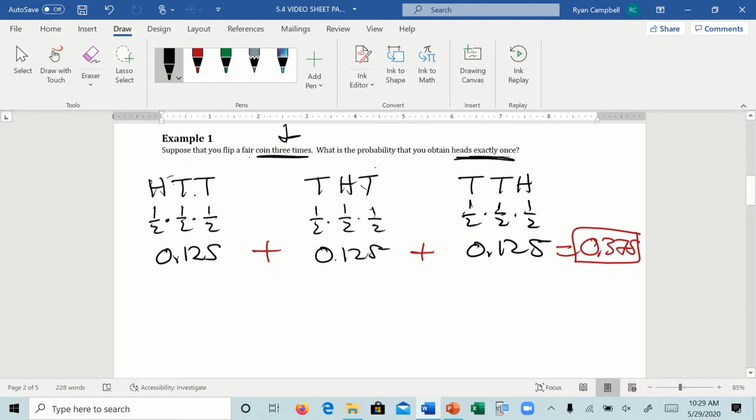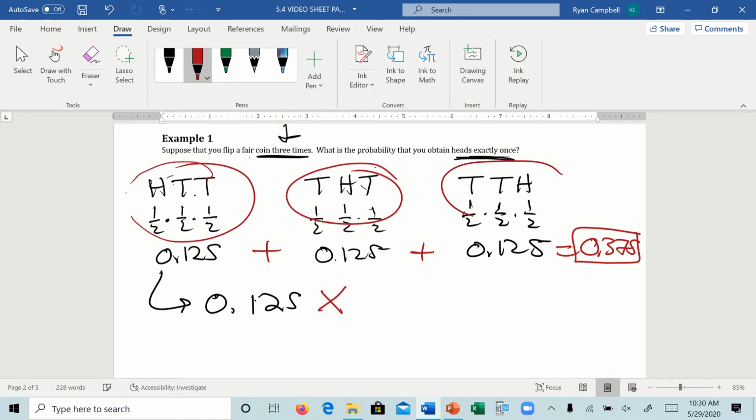So the strategy that we talked about was that, funny enough, these probabilities will always be the same for this class. So another thing that you could do is, once you find one probability, you can just multiply by the number of outcomes that you found. We had 3 different ways that you could get exactly 1 heads, so we just multiply it by 3. And you see that we end up with the exact same answer.